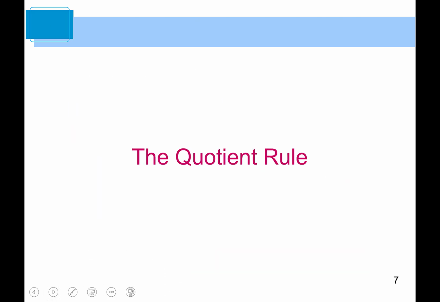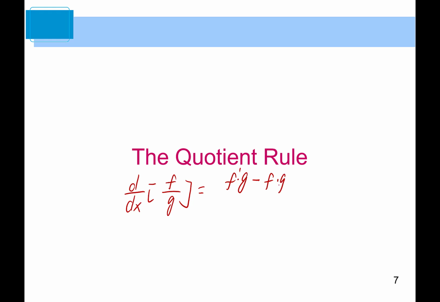And next, let's take a look at the quotient rule. So the quotient rule, put in a very simple expression, has two functions, one on the top, one on the bottom. So that'll be f prime times g minus f times g prime, over g squared. That'll be the simplest thing to do.